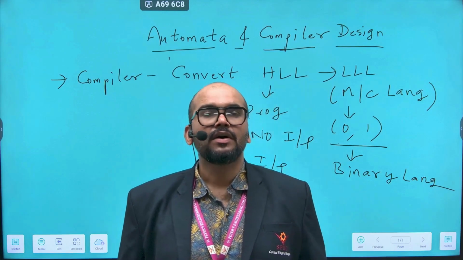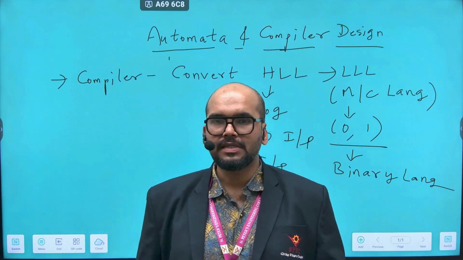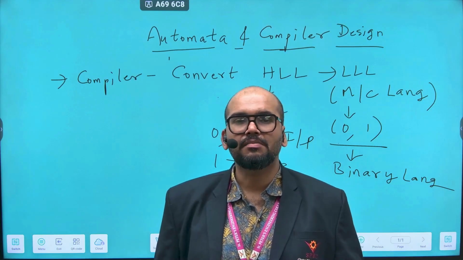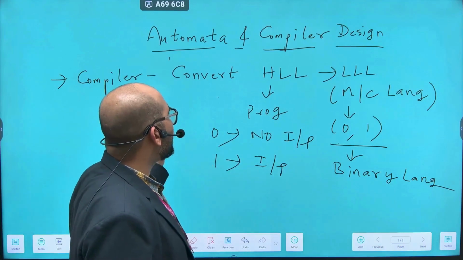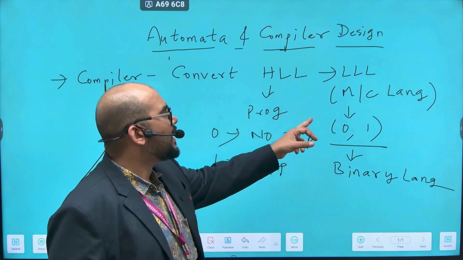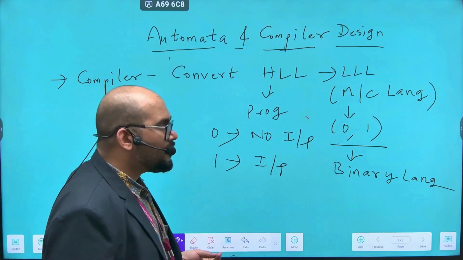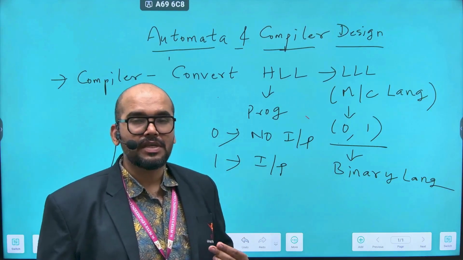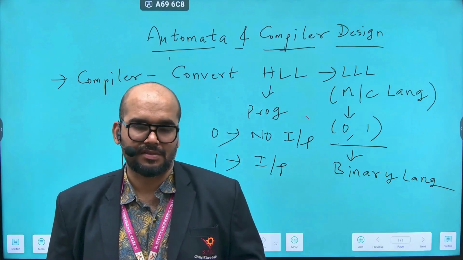Binary means 2. Bi means 2. 0 or 1. That's the reason we refer to this machine language as binary language also. Okay. So a compiler actually converts a high level language into a low level language. High level language means a program we write with some high level constructs.